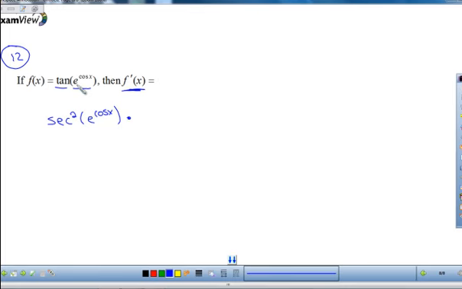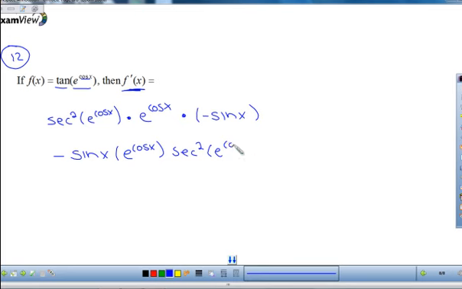Okay. Well, the derivative of e to the cosine x is e to the cosine of x times the derivative of the inside. So we use the chain rule twice. So the derivative of cosine is negative sine. So it's going to be negative sine of x times e to the cosine of x times secant squared of e to the cosine of x.